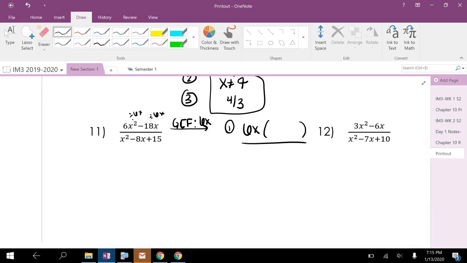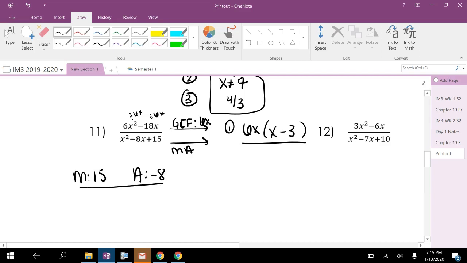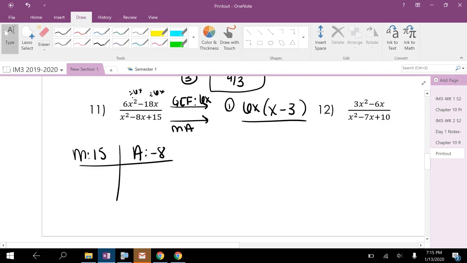So 6x squared divided by 6x just gets me x, and then negative 18x divided by 6x just gets me negative 3. Whenever there's 3 terms, you're going to do the MA tables. This one is what multiplies to 15 and adds to negative 8. Well, when you make your table, 1 and 15, that's not going to subtract or add to get 8. 2 doesn't work. 15 divided by 3 gets me 5. Well, they both have to be negative in order to add to get negative 8.